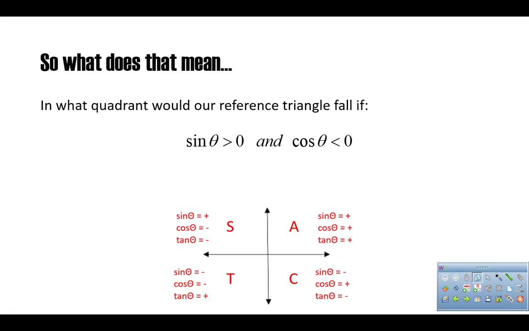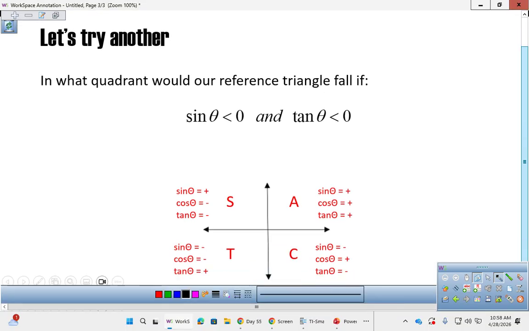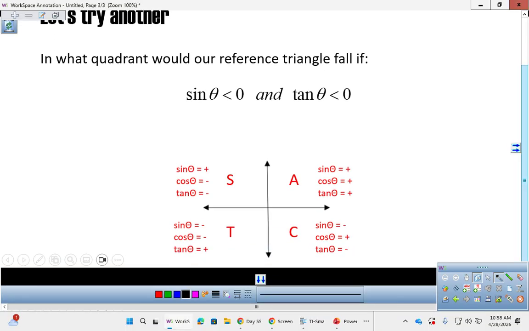Let's look at another one. Again, not in your toolkit. I'm just using the information I'm given. Sine of theta is less than 0. So what that means is the sine is negative. Let's think about where sine is negative. All Students Take Calc tells us where things are positive. Sine is positive in A and in S. So if these are the two places sine is positive, and I'm looking for where it's negative, I would pick the other two.